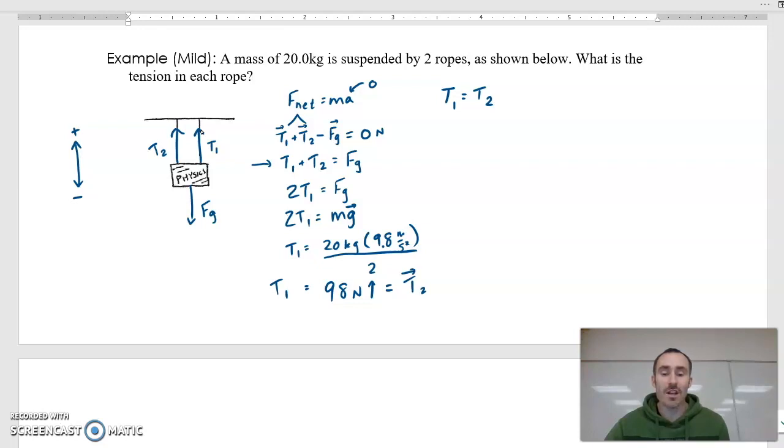Now I put the direction on there as well, so these are now vectors that I'm working with. So 98 newtons upward is T1 and T2, each of them. And that's why they balance out this 196 newtons, this 20 times 9.8, that's 196 newtons. So our total downward force is 196, so our total upward force must also be 196 in order to have equilibrium. And so those 98 newton tensions will balance that out.